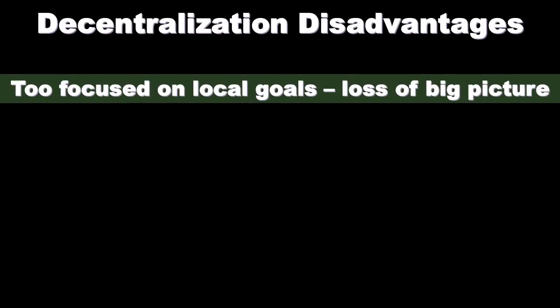So what are some disadvantages of decentralization? One is that it could lead to divisional managers being too focused on local goals rather than the big picture, the big vision of the company, and therefore do things that would be harmful to the overall vision of the company in order to achieve local goals.